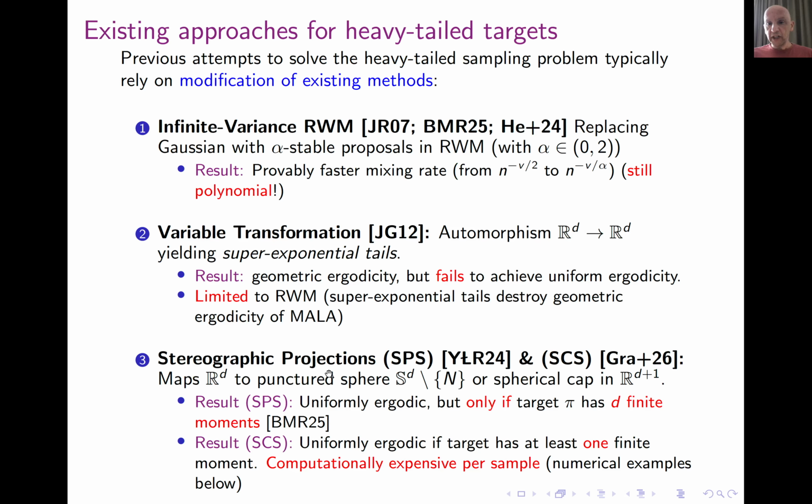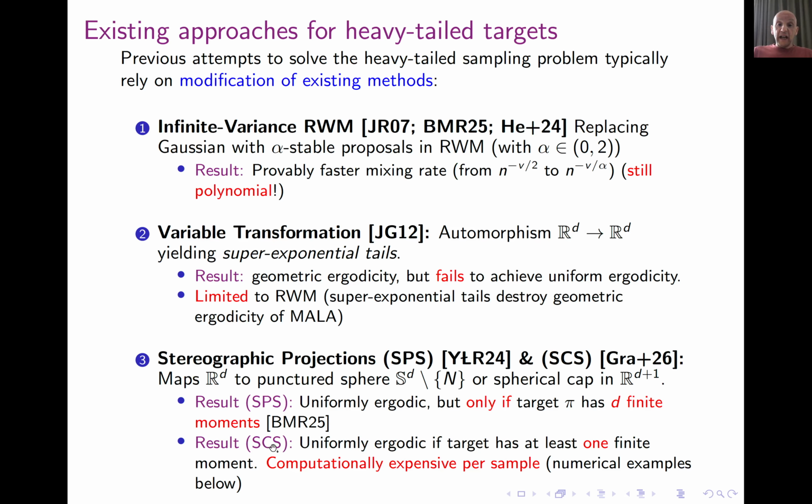Recently, stereographic projection samplers suggest taking R^d and mapping it onto a d-dimensional sphere via a stereographic projection in R^(d+1). The resulting algorithm, the SPS, is indeed uniformly ergodic, but when I map onto the entire sphere minus the North Pole, pi needs to have d finite moments for this uniform ergodicity to hold, otherwise it becomes polynomially ergodic.